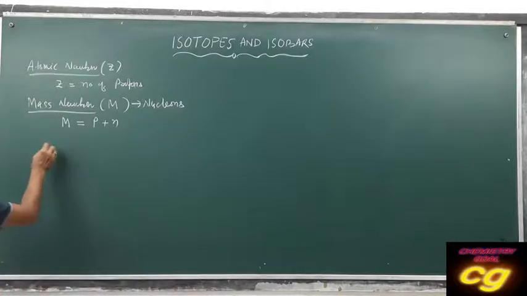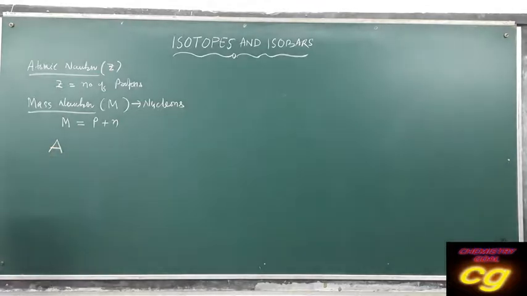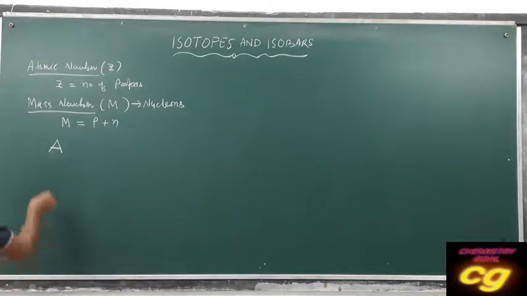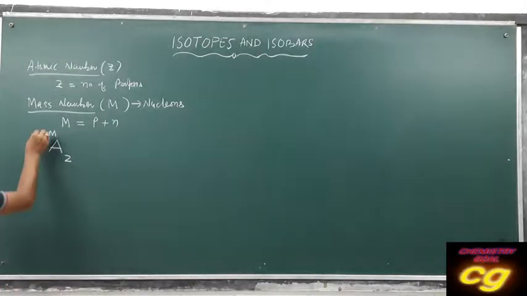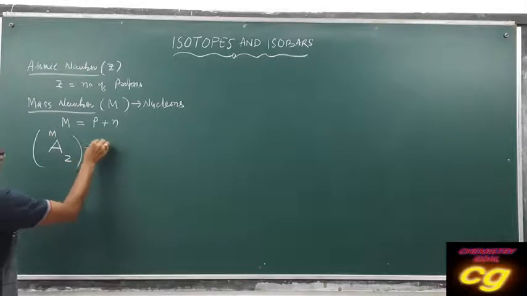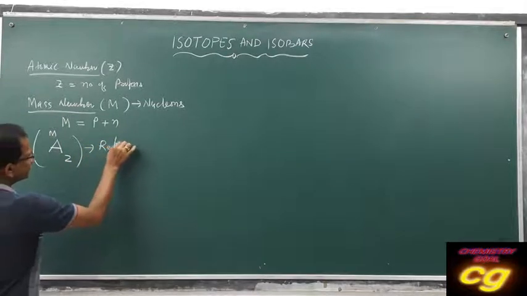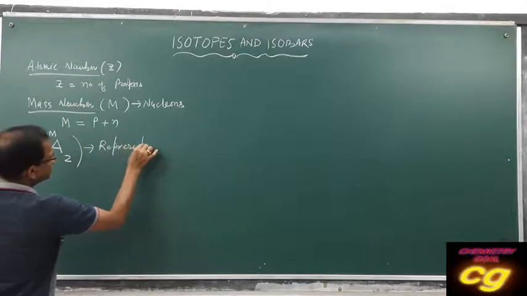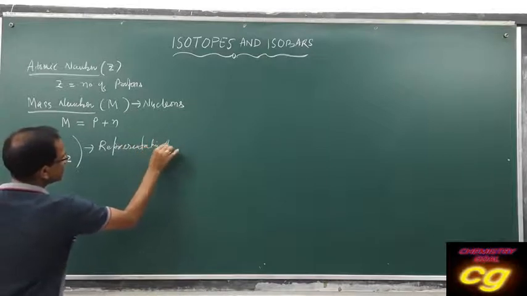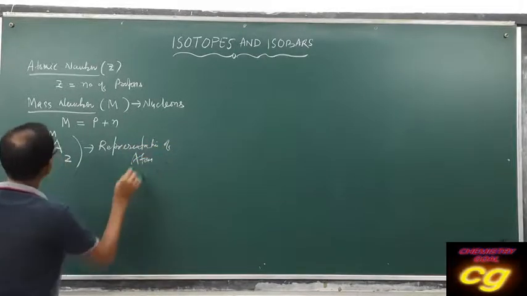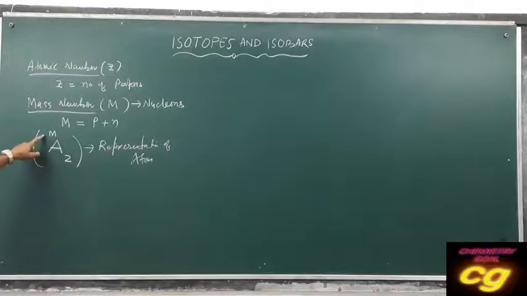So if A is the atom, and its mass number is M and atomic number is Z, this is the representation of the atom, showing atomic number and mass number. M is the mass number, Z is the atomic number.